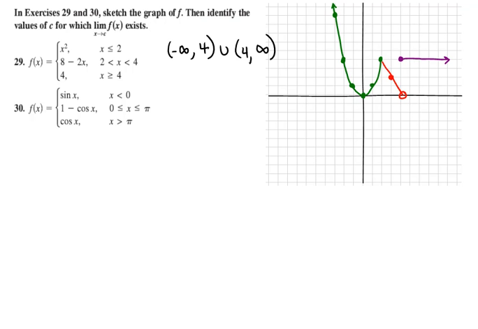And we'll go on in the next video to look at number 30, since that's a trig function. That's a little bit more complicated to graph, but we'll take a look at that in another video.